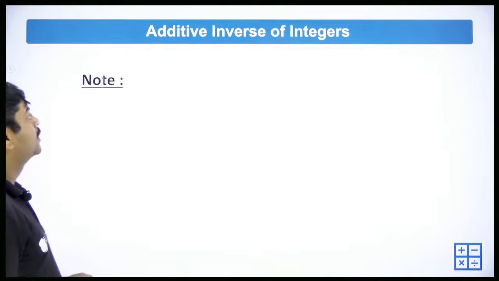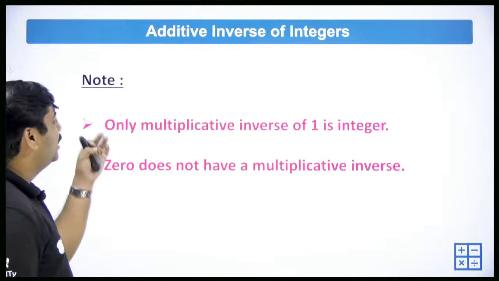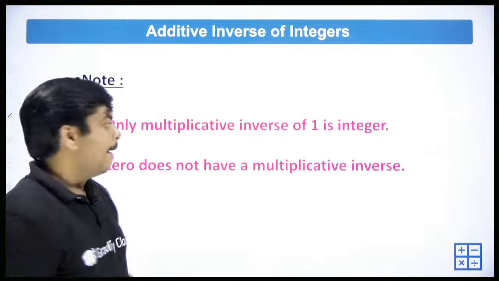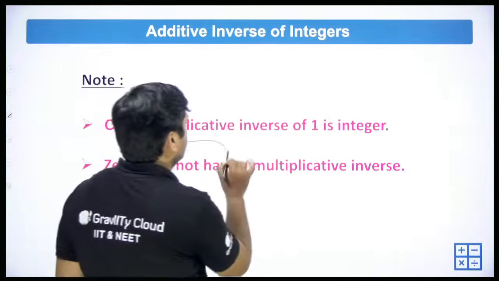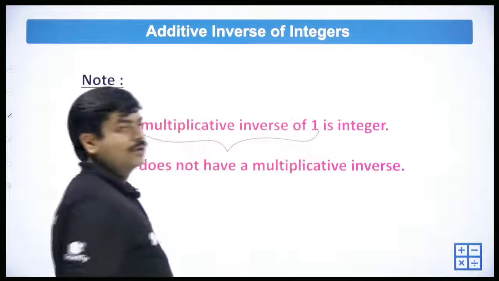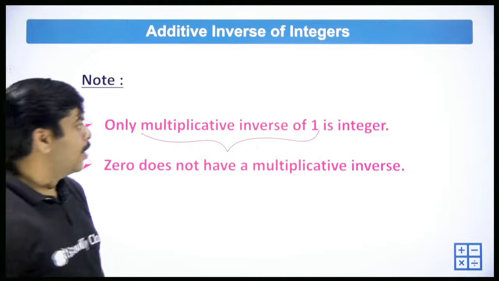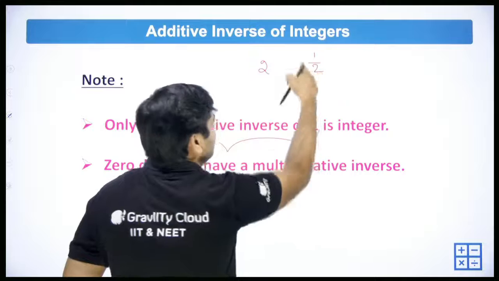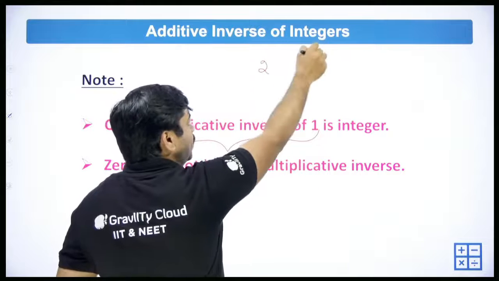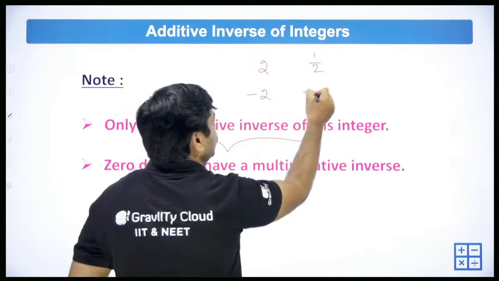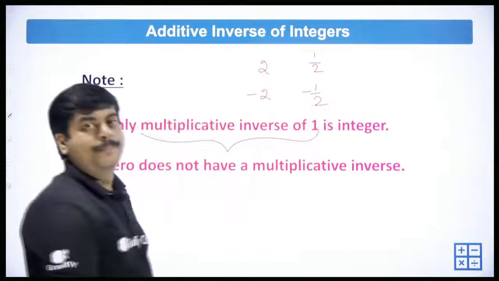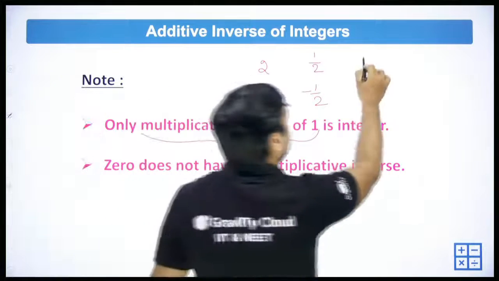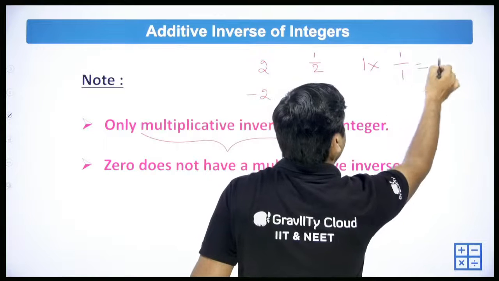Next we are going to discuss that only the multiplicative inverse of 1 is an integer. Why? For the number 2, what is the multiplicative inverse? 1 by 2. Is it an integer? No, this is not an integer. For minus 2, it is minus 1 by 2. But is that an integer? No. But only for the number 1, 1 into 1 by 1 will give you 1.